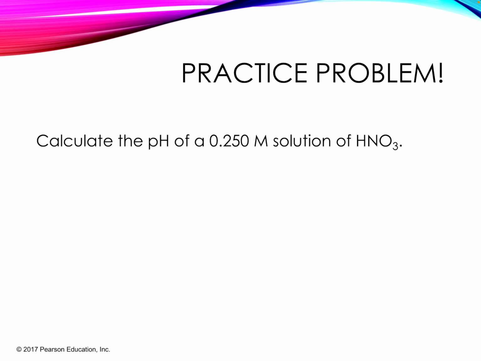So here's a practice problem. It says calculate the pH of a 0.25 molar solution of nitric acid. So if you think you know what's going on, go ahead and pause here and try this one out. Once you're done, unpause and come back and see the answer.